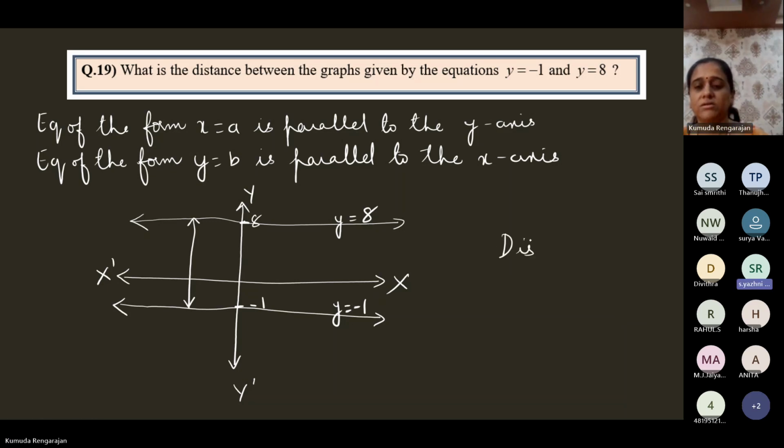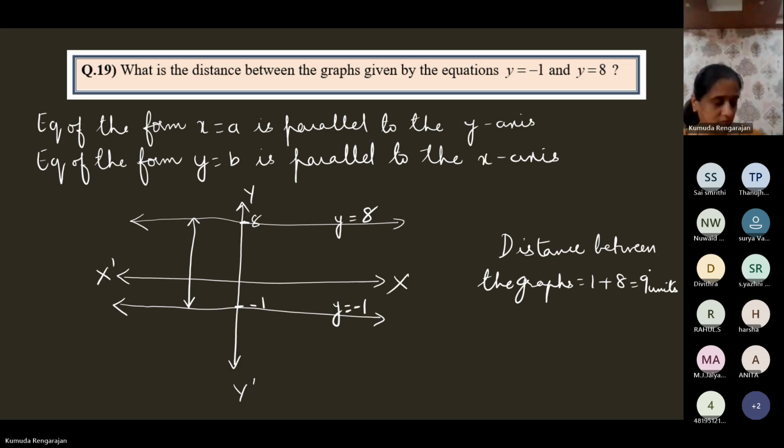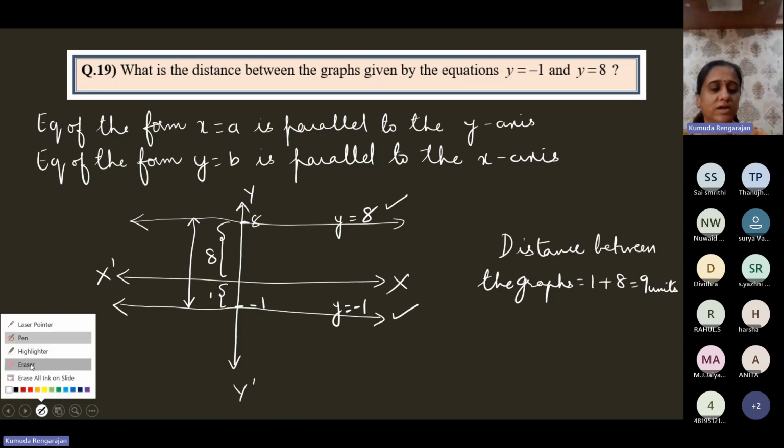So distance between the graphs is equal to 1 plus 8 equal to 9 units. Correct? Not minus 1, children. Distance is positive. This distance is 1 and this distance is 8. 8 plus 1, 9. 9 units is the distance between the two graphs. This is one graph, this is the other graph. The distance between the two graphs is 9 units.